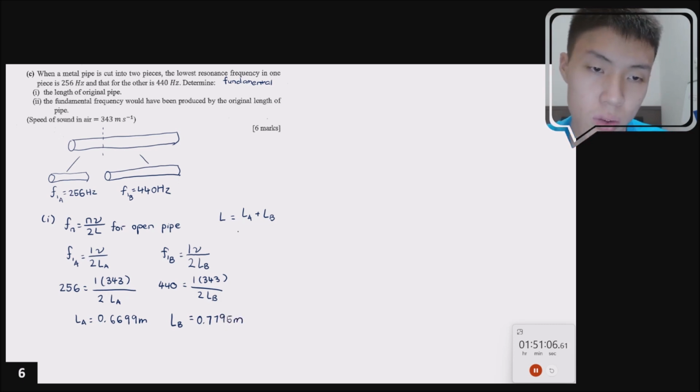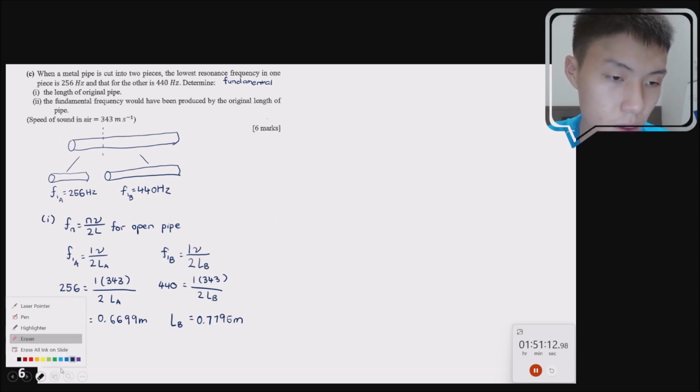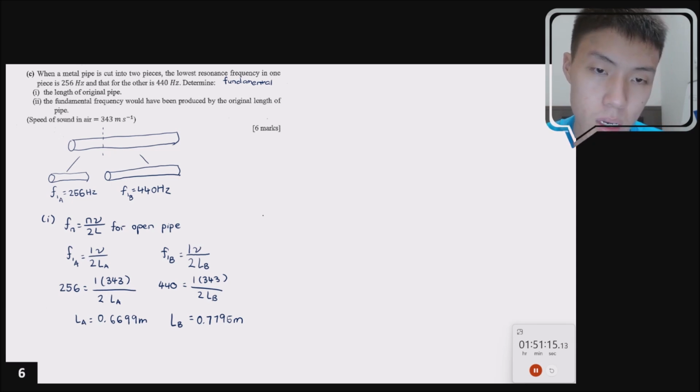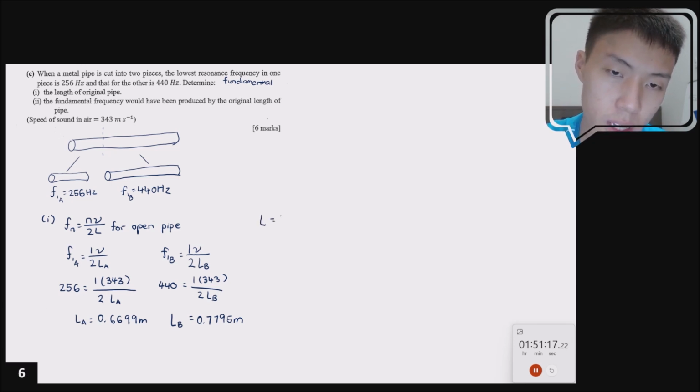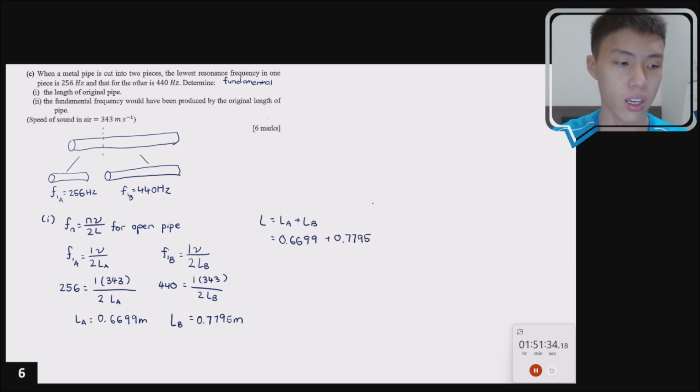Okay, so what we need to do now is just add them up. Let's move it slightly to the side. Total length is length A plus length B, so you get back the original length by adding up the lengths of the two pipes. Right now the first one is 0.6699 plus 0.7795. Okay, so let's add them up.